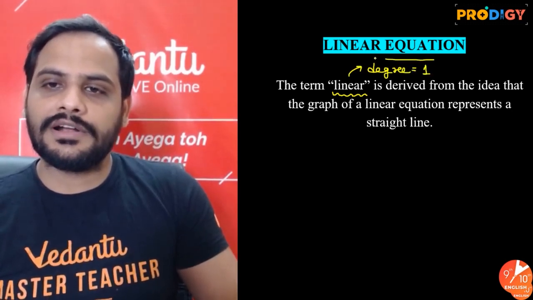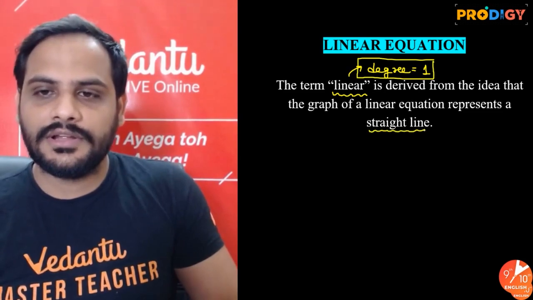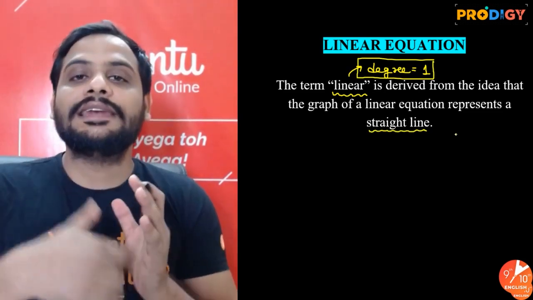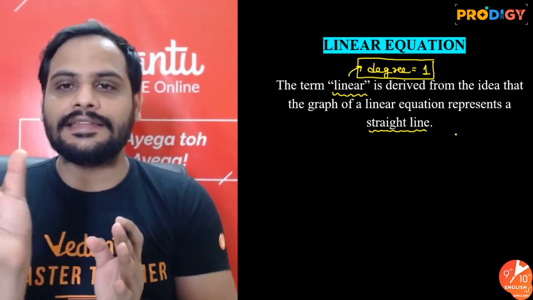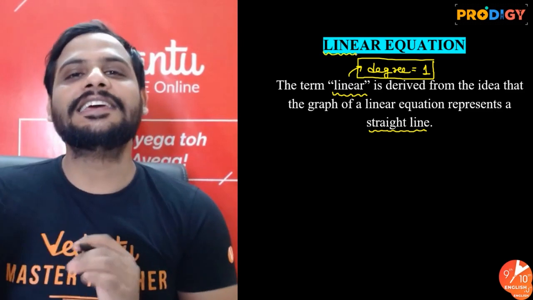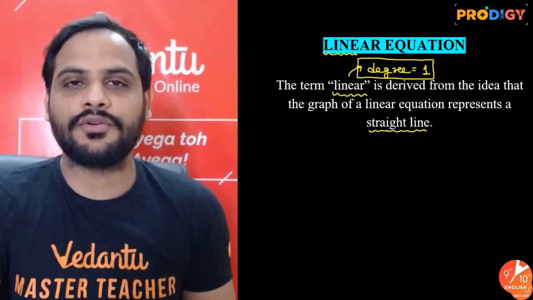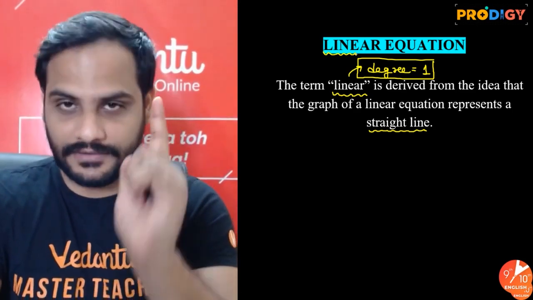And why do we call it linear? Because its graph is a straight line. Yes or no? Because the graph of a linear equation is a straight line. That is why linear, line. In linear there is line. All right, linear equation. So we got to know the meaning of linear equation. That means it will be an equation of degree 1.